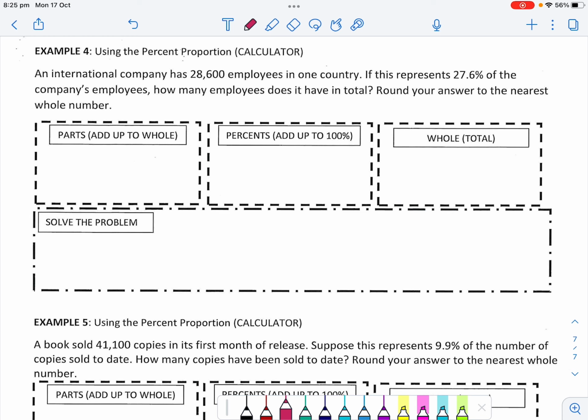So this one says an international company has 28,600 employees in one country. If this represents 27.6% of the company's employees, how many employees does it have in total? And then it says round the answer to the nearest whole number. That's because we're talking about people, so we want a whole number of people. So first I'm going to break down my parts and my whole. So we're talking about total employees here.